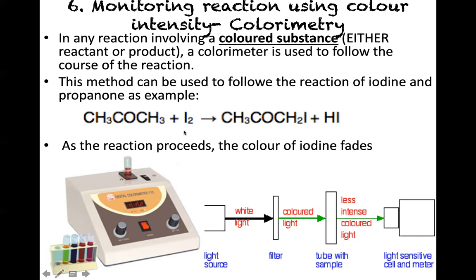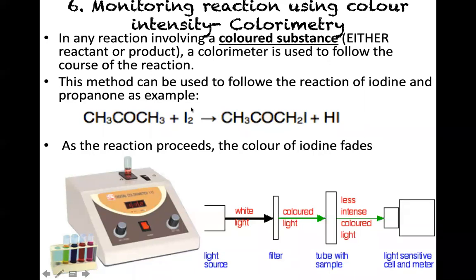Same thing. I can use this example. If you look at this equation, there's your ketone, there's your iodine, there is your product, and there's your hydrogen iodide. And this will be colorless. Only iodine will be colored depending on the concentration. If you have a high concentration of iodine, it would be really dark. Depends, dark gray, dark purple, or dark yellow. Okay, so it depends on what you start with.